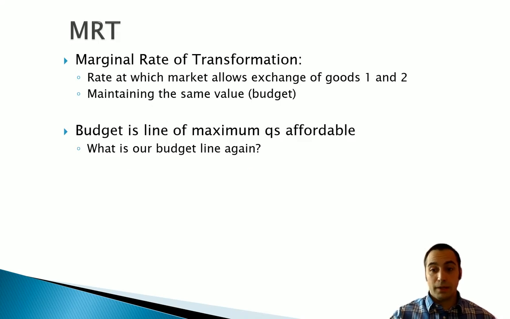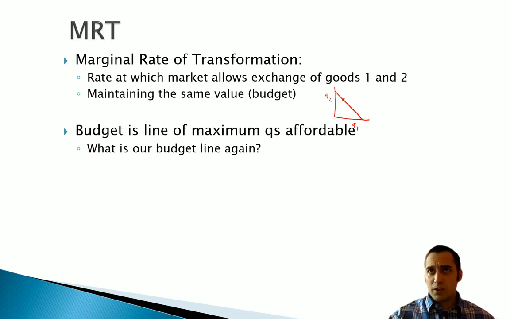The next thing we're going to need is the marginal rate of transformation. This is the rate at which the market will allow you to exchange good 1 for good 2, i.e. it's going to be points along a line that allow you to trade maintaining the same value, i.e. staying at your budget. The budget line is going to be the maximum quantities of Q2 and Q1 affordable.